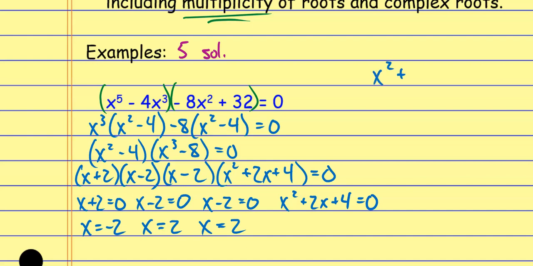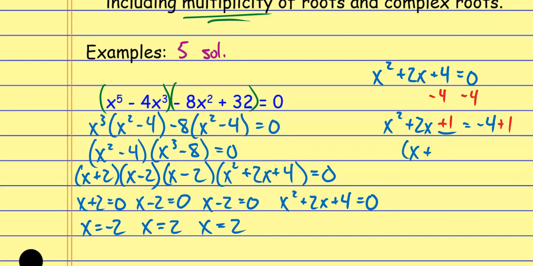Me personally, I'm going to do completing the square on this one because I have an a value that's 1 and a b value that's even. So I'm going to subtract the 4. You can absolutely do the quadratic formula on this one, and that would be fine. B divided by 2 and square it, that's a plus 1. This factors into an x plus 1 squared. I take the square root of each side. That's going to be plus or minus i root 3. And now I subtract the 1.